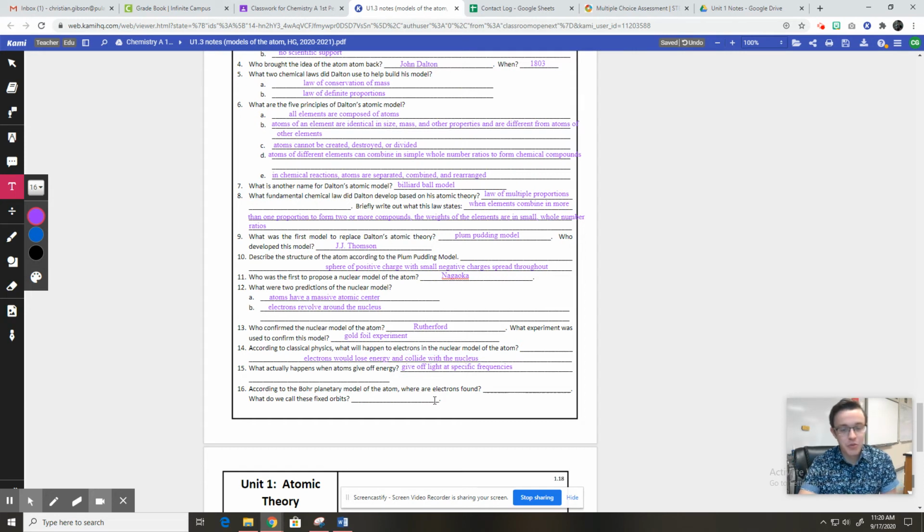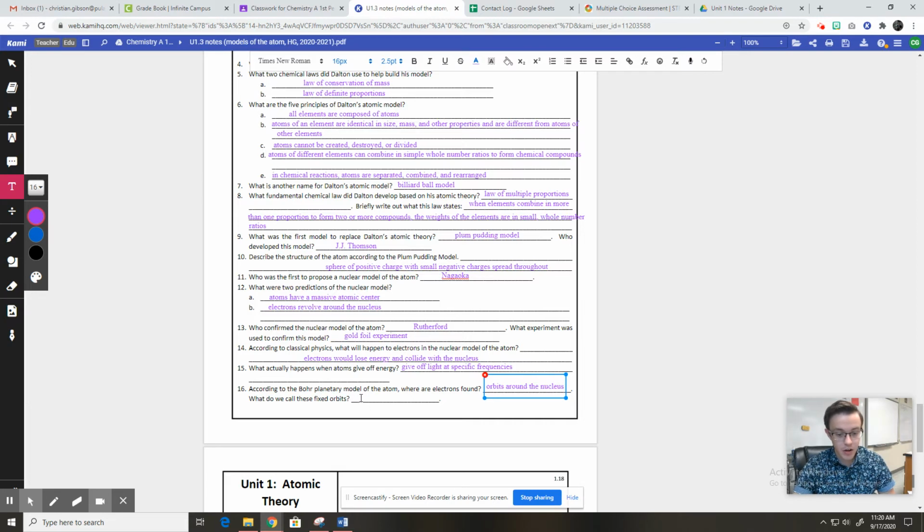So let's just recap. We've got Democritus, then Dalton's model, which is just the billiard ball model. Then we had J.J. Thomson's plum pudding model. Now we have Rutherford's nuclear model. We're going to move on now to the Bohr planetary model of the atom. And according to Bohr, the electrons are found in orbits around the nucleus.